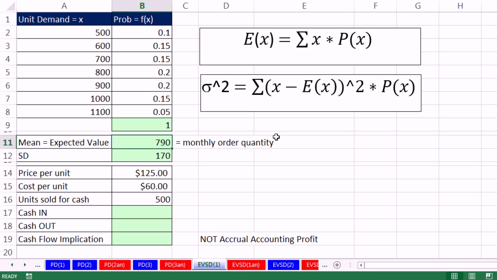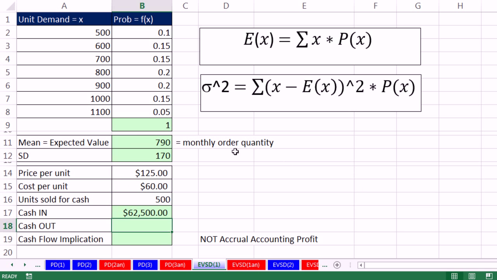Now, we have our number that we're going to use for budgeting. So let's say we order 800. And then we sell the product for 125. The cost per unit was 60. And we actually sold 500. If we were doing this all cash, we could easily calculate the amount of cash in. That's the revenue, the 500 times the 125.